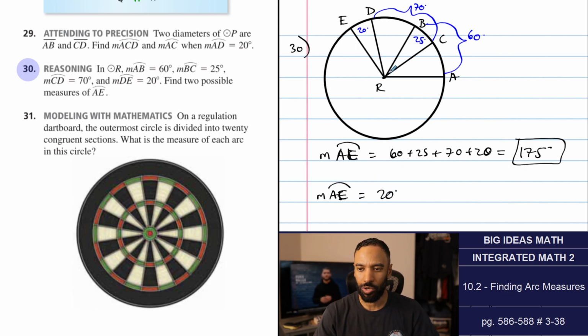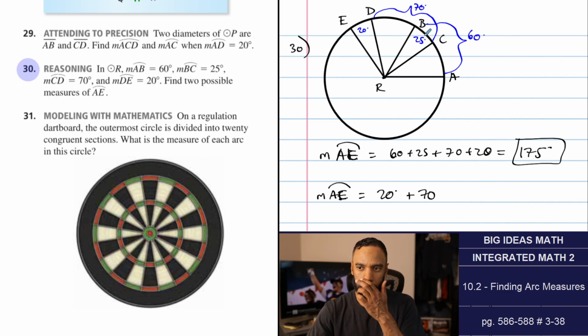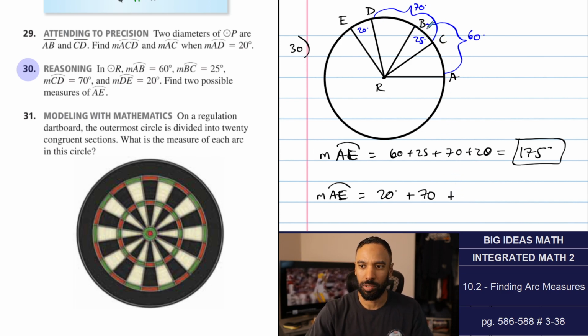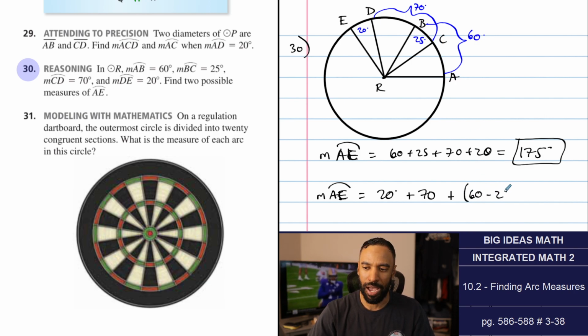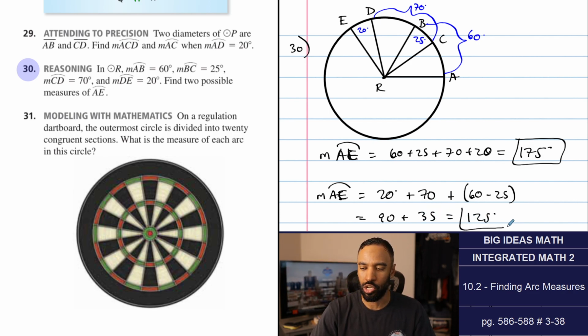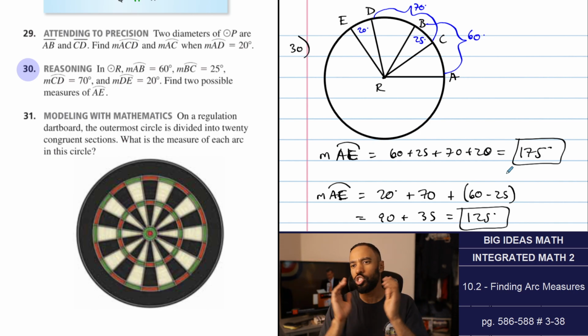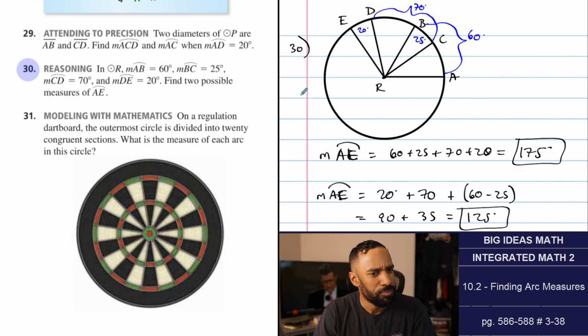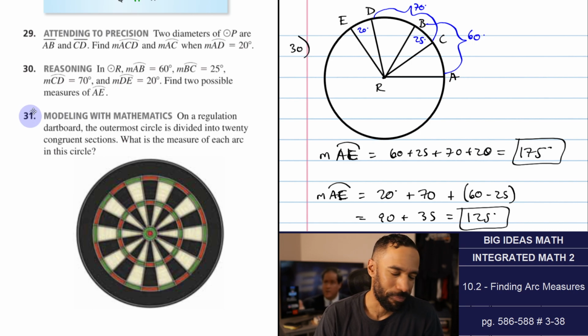I can take the 20 degrees from this. Then why don't I just take this full 70 plus the full 70. Now, do I do the plus the full 60? No. I'm going to subtract 25 from 60 and whatever remains there. 60 minus 25 like that. And then I get 90 plus 35, which is 125 degrees. A brand new kind of minor arc from that thing there. Just a way different look. I don't know if that's what they mean. So let's find two possible measures of AE. I'm like, there's only one. But yeah, that's what I'm going to go with there. I don't know. That looks good.